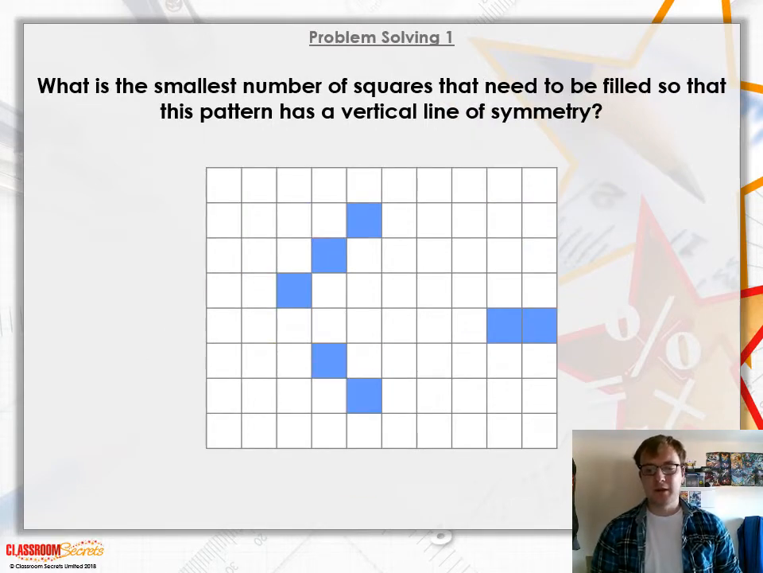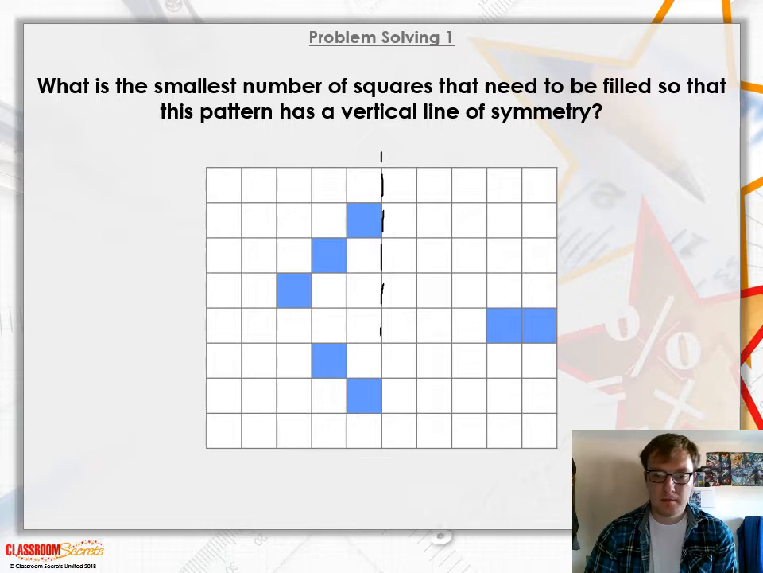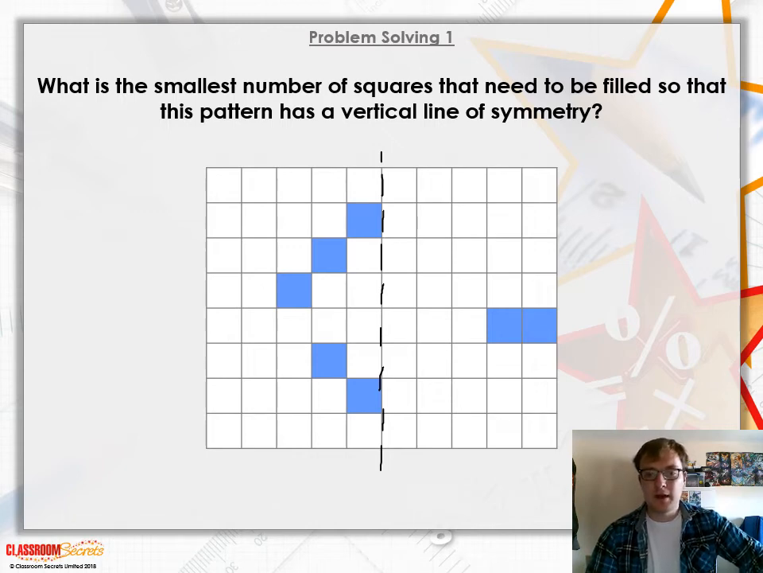And for your third question, starting off with our problem solving here. What is the smallest number of squares that need to be filled so that this pattern has a vertical line of symmetry? First thing I'll do would be to draw in the vertical line of symmetry. Now, roughly guessing, it would be here. And then from there, I will then be filling in the squares. So have a go using that vertical line there. How many squares do you think you need so the pattern there is reflected?